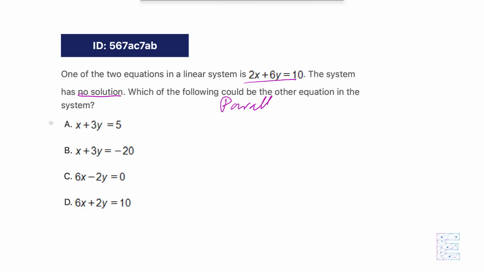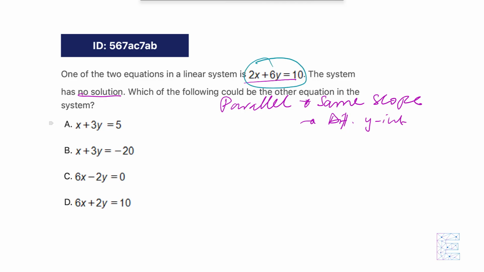Now, to tell that lines are parallel, you look at the slopes. The slopes must be the same. We've got to have the same slope, and we've got to have different y-intercepts. So we can't read slope directly from this equation because it's in standard form. We've got to convert it to slope-intercept form. What does that mean? That means we've got to isolate y, get y to be by itself, in other words.